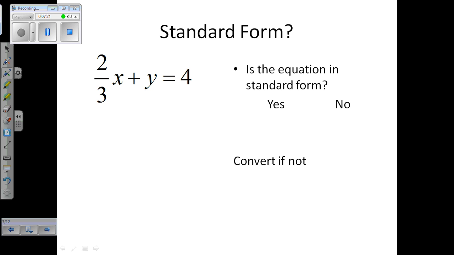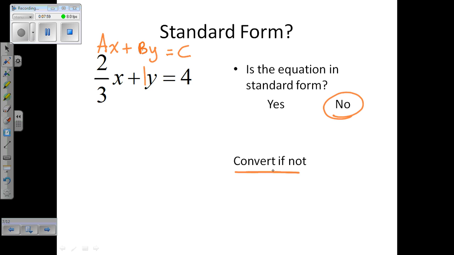Okay, next one. Again, we want to start by seeing is it in the right format. AX plus BY equals C. So my A value here is 2/3. My B value, even though we didn't write it, is a 1. And my C value is 4. So it is in the right format. Let's check the rules. A and B can't both be 0. Okay, they're definitely not. A, B, and C have to be integers. This is a problem. One of these is not an integer. The number that's not an integer here is 2/3. It's a fraction. So that is not in standard form.